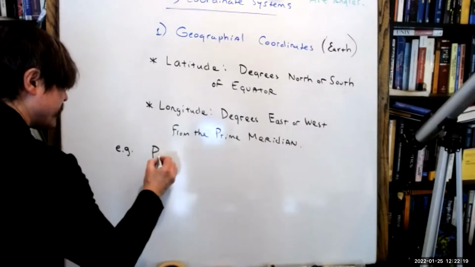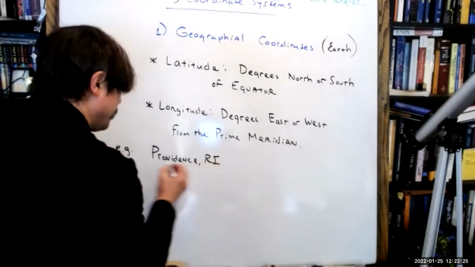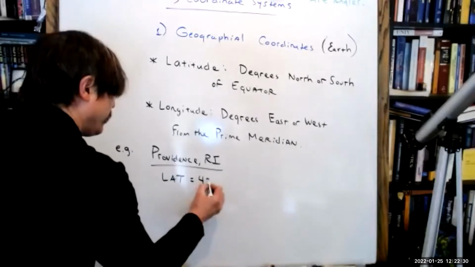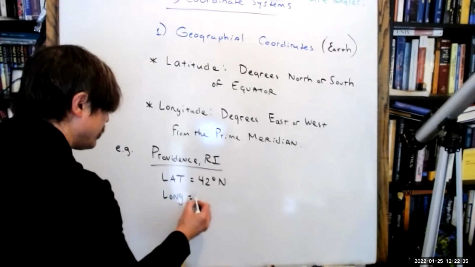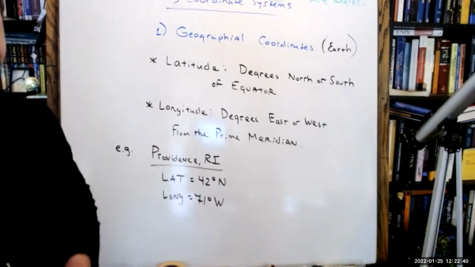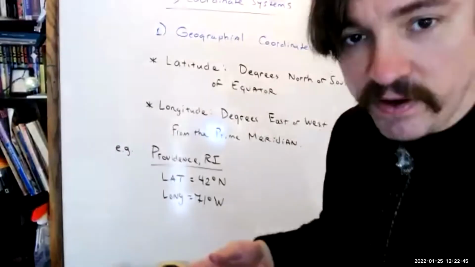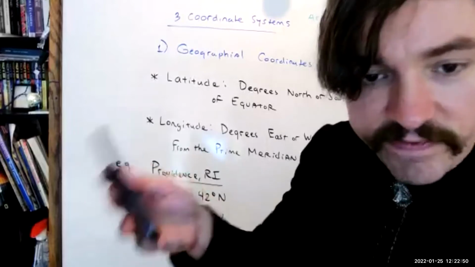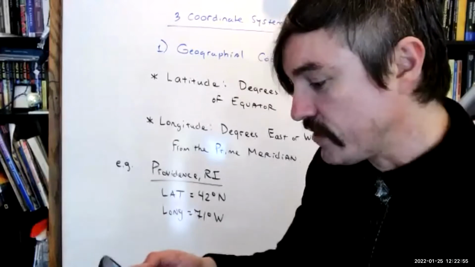Let's take our own fair city of Providence, Rhode Island, where I am lecturing from. We have a latitude that is roughly 42 degrees north and a longitude which is roughly 71 degrees west of the Prime Meridian. In fact, if you have a compass app on your iPhones, and I think Google phones have the same thing, you'll discover that we actually have a very high precision measurement of our latitude and longitude right here in our pockets.